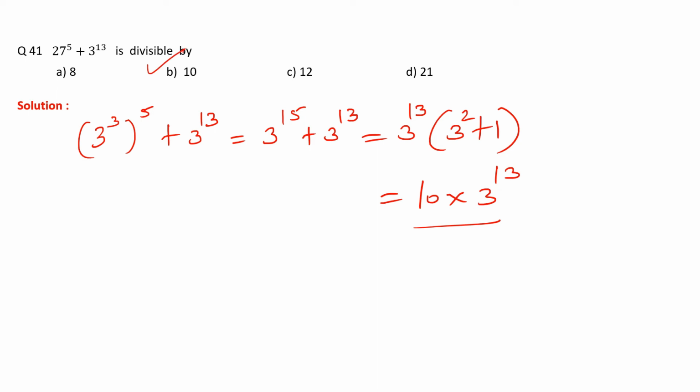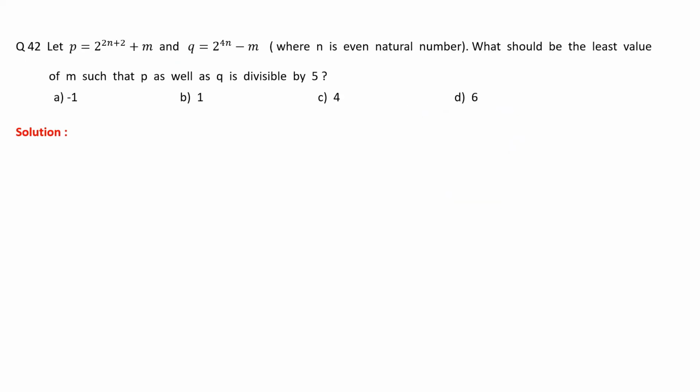Right? Now we move to the next question. Now students, this is a nice question. The question says let p equal 2 to the power 2n plus 2, then plus m, and q equal to 2 to the power 4n, then minus m, where n is an even natural number. What should be the least value of m such that p as well as q is divisible by 5? Now we need to make both p and q multiples of 5. Right? This is p and this is q.